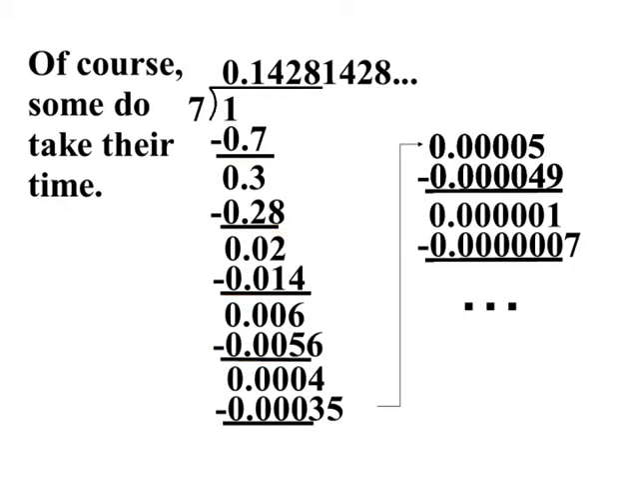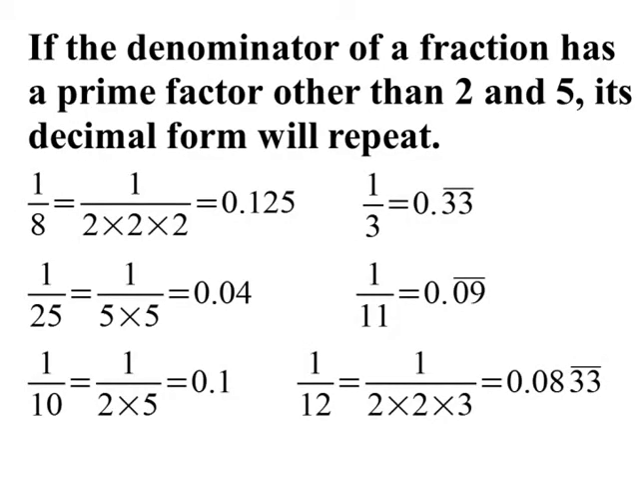Of course, sometimes repeating decimals take a while to get around to repeating. Look what happens when we divide 1 by 7. If you want to know in advance whether or not a division problem will produce a repeating decimal, look at the divisor. If the denominator of the fraction has a prime factor other than 2 and 5, the decimal form will repeat.